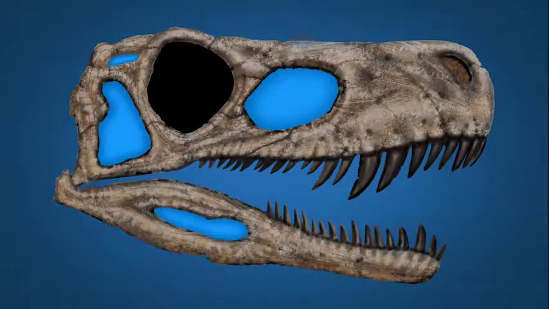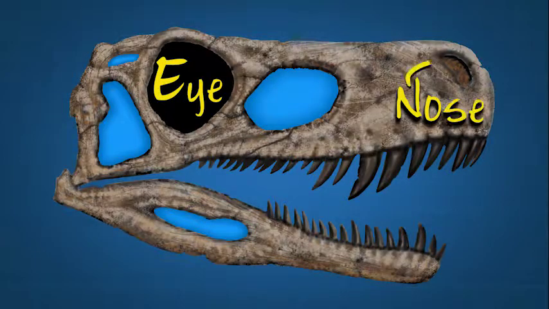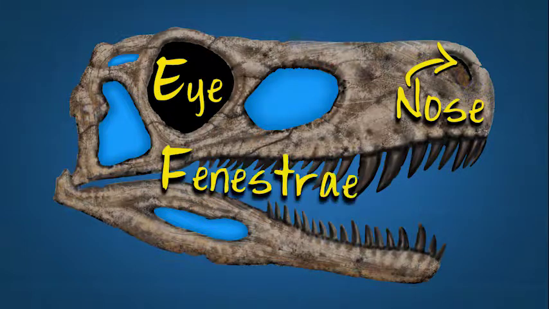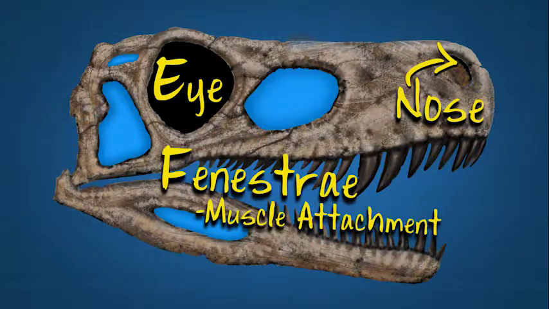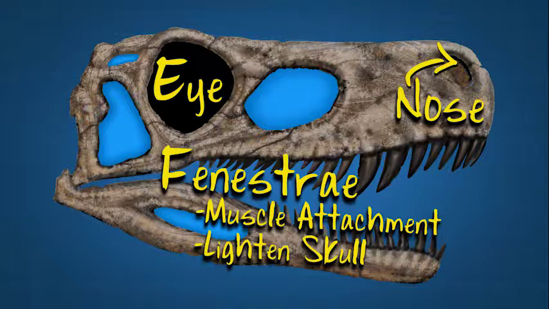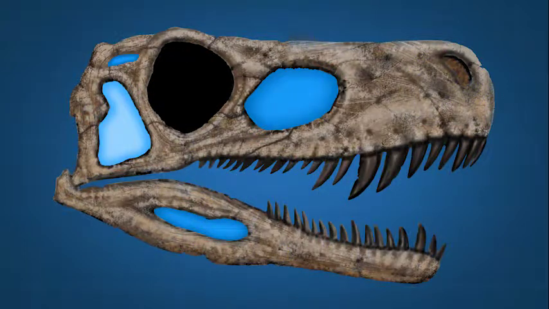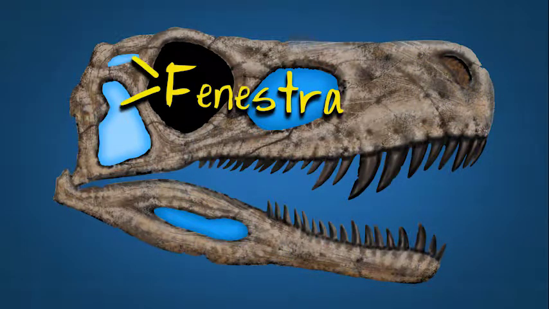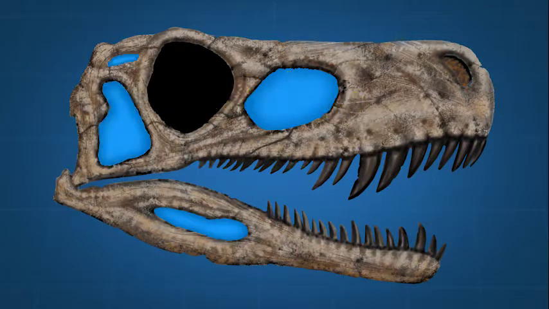In addition to openings in the skull for the eyes and nose, many reptiles have other skull openings called fenestrae, illustrated here in blue. These openings may be used for the attachment of jaw muscles, or they may provide space for air that makes the skull lighter in weight. One opening is called a fenestra. 2 or more openings are called fenestrae.